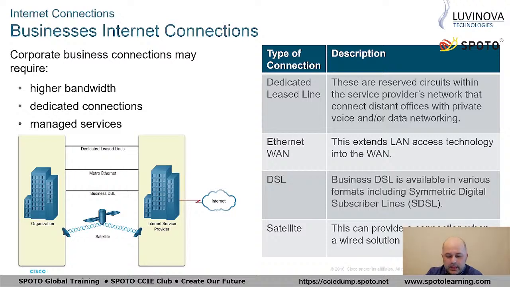DSL is the business DSL line. It is available in various formats, including symmetric digital subscriber line, SDSL, and at the end again is a satellite. Actually, the satellite is mostly used by companies because they can afford it, because directly the signal of the internet is coming from the satellite, so they need a dish, a special satellite dish, which is receiving the internet signal from the satellite.